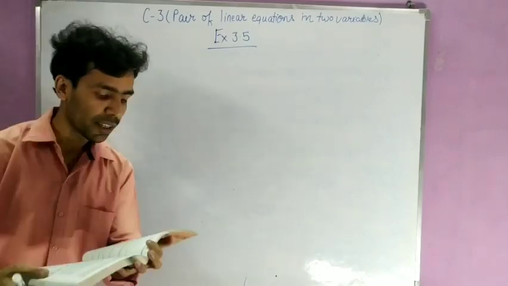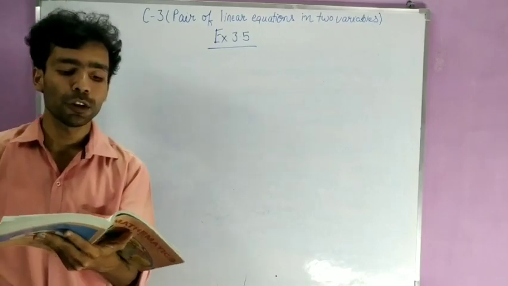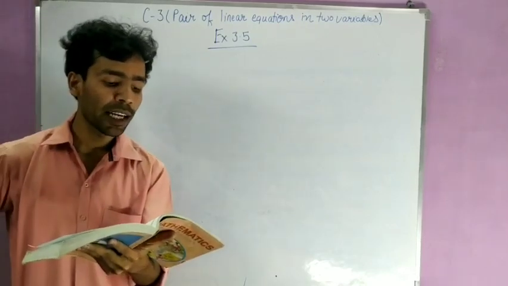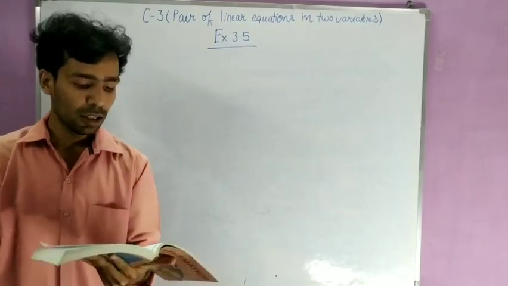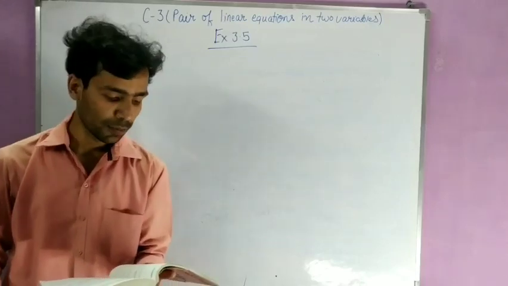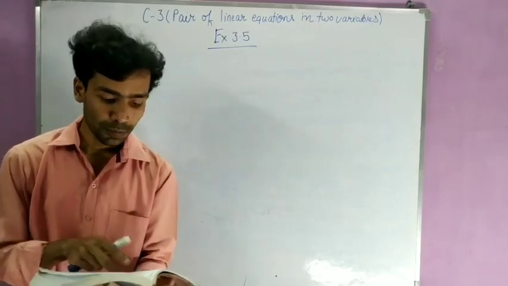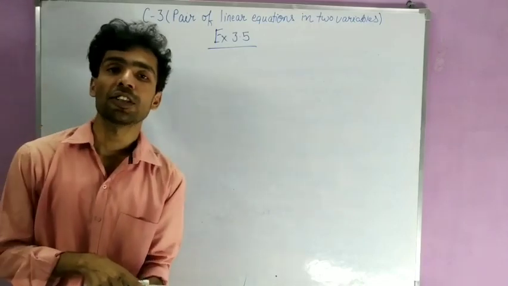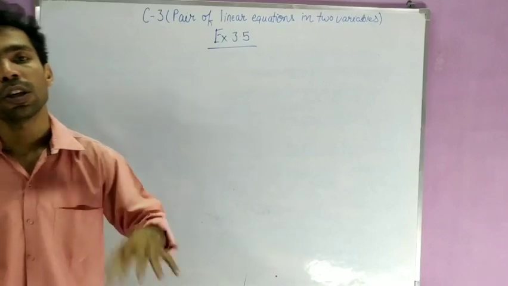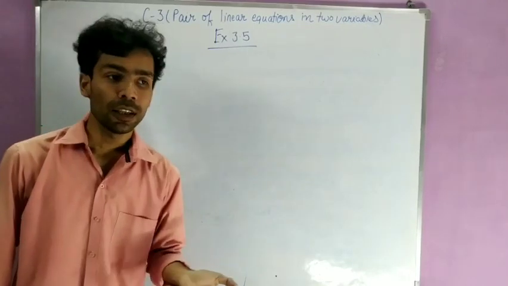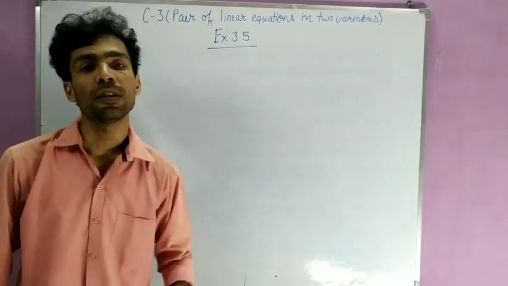So now student, the first question of 3.5 is: which of the following pairs of linear equations has a unique solution, no solution, or infinitely many solutions? First you have to check which of the following has a unique solution, no solution, or infinite solutions. Afterward, what is written: in case there is a unique solution, find it by using the cross multiplication method. So if they have a unique solution, then you have to get that solution by the cross multiplication method.